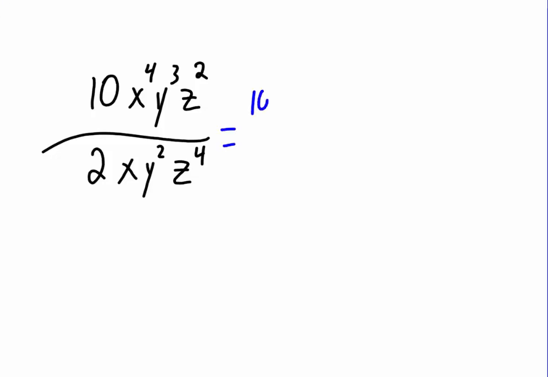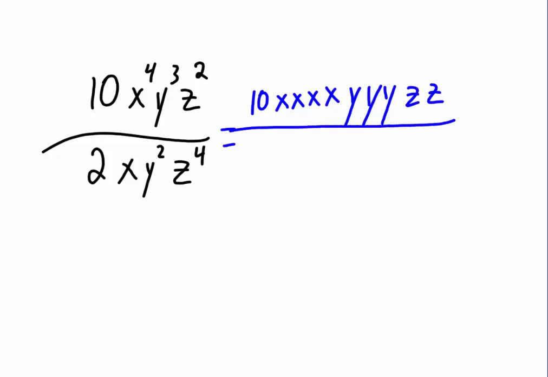So let's see, that's 10. 1, 2, 3, 4 x's, 1, 2, 3 y's, and then a z and a z. And then on the bottom, a 2x, y, z, z, z, z. And you're probably going, why is he putting the little line through the middle of the z? Because in math, if you don't put the little line through the middle of the z, it makes it look like a 2. And it's very easy to confuse.